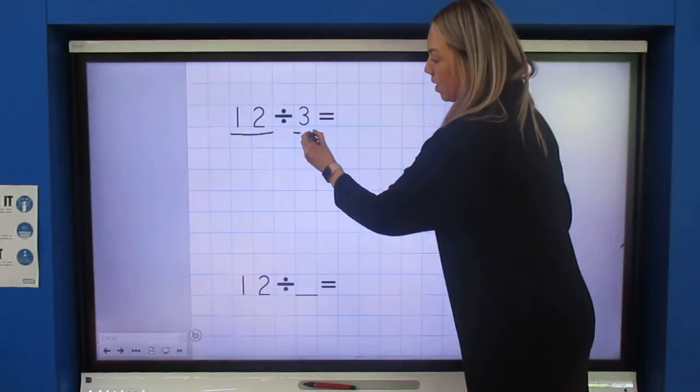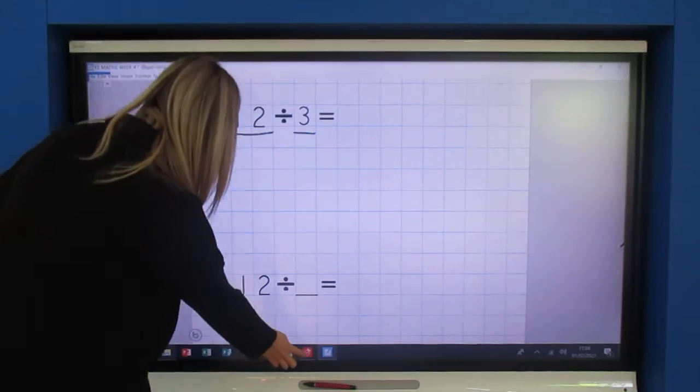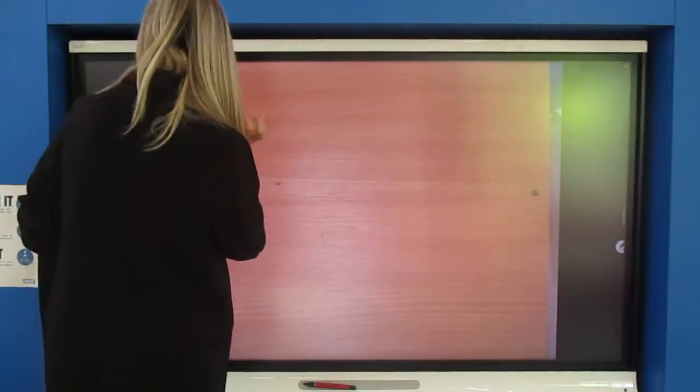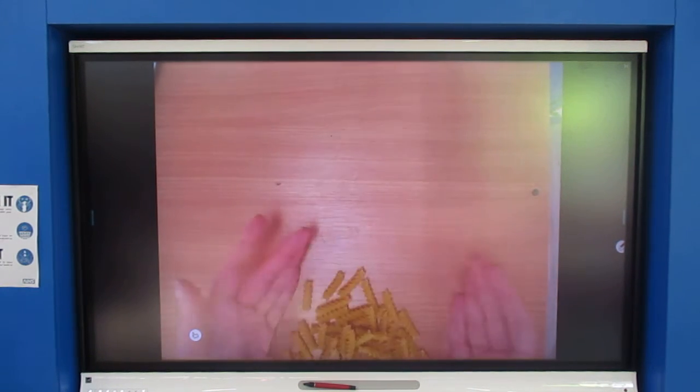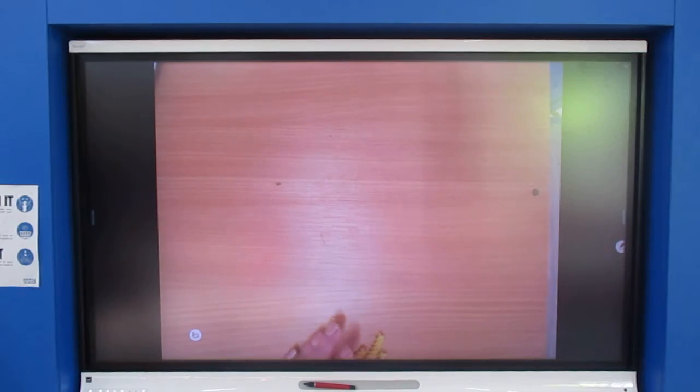12, and we need to share them into how many groups? 3, okay? So I'm going to show you now using some pasta, and I'm going to show you an example, okay? So let's do this all together at home. So here's my pasta, and I've got some spiral pasta today. So I need to start with how many pieces? 12. Let's count them together. You do it with your objects at home.